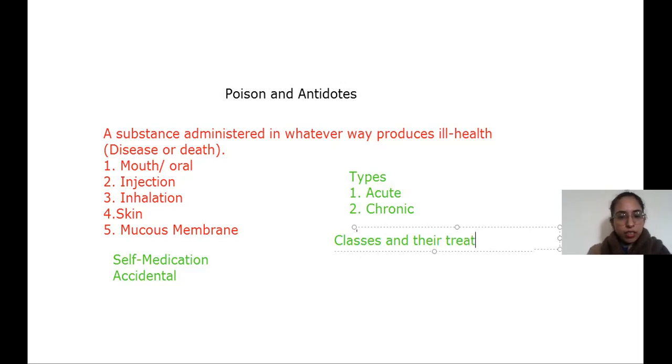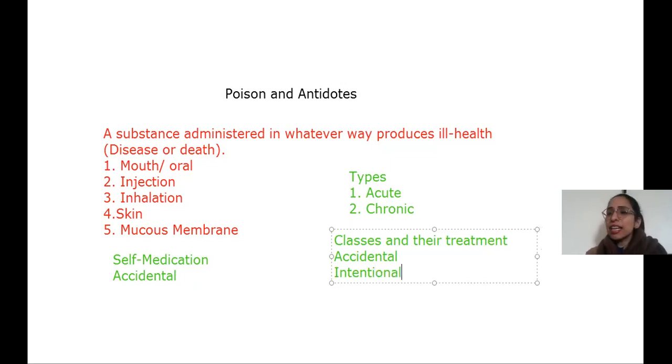And their treatment. Okay, one is accidental, the other is intentional. In the case of intentional, sorry, I think the spelling can be wrong. Intentional, yes, it is wrong. Accidental and intentional require quick action, because in the case of chronic we can wait, but in the case of accidental and intentional, we need to take quick action.